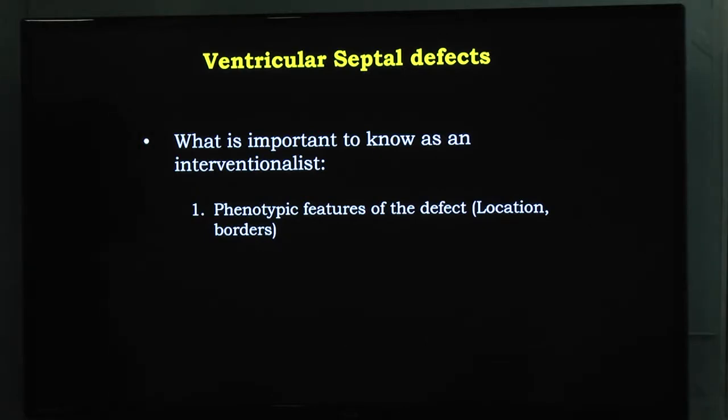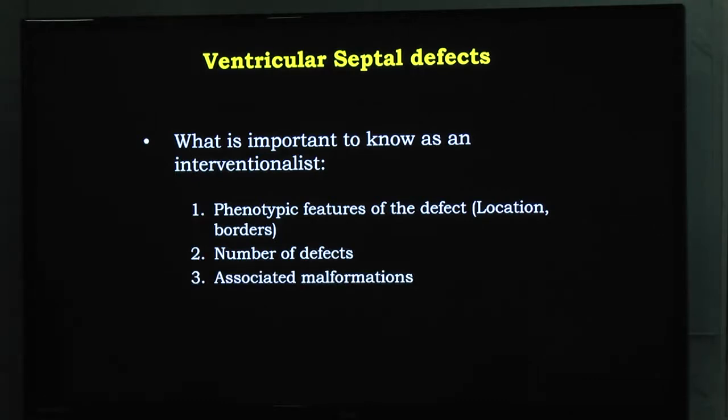So what is important to know? One is the phenotypic features of the defect. What are its location and what are its borders? The number of defects, very important to go up and down, anterior to posterior, left and right to see if there is any additional defects. When usually people see one defect, they forget that there can be multiple defects, and that's when we go wrong. Is there any associated malformation? Is there malalignment? Is there RCC prolapse? And for me as an interventionalist, if I'm doing VSD, then it is important to know the conduction tissue in relation to the defect, whether I'm going to cause a heart block or not.